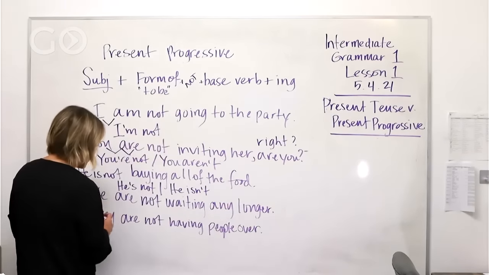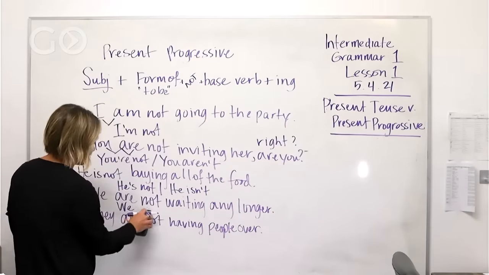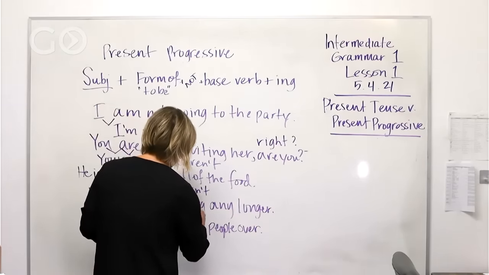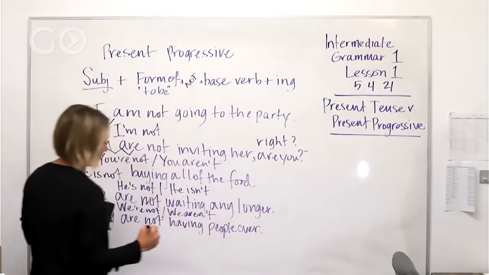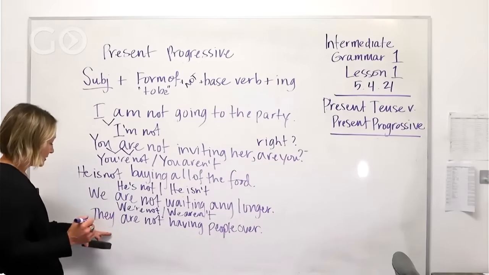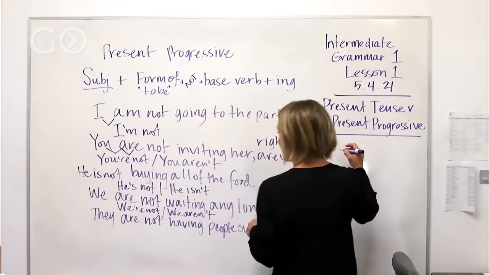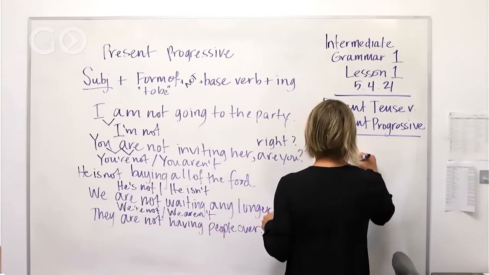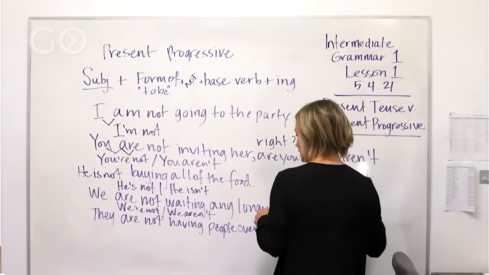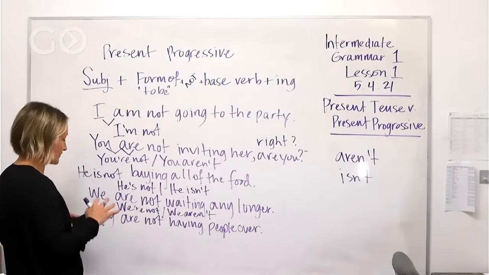We are not waiting anymore. We are, okay, let's say we're not or we aren't. We aren't. We're not or we aren't. Aren't. And again, these are kind of new, so practicing the pronunciation of that. So we've got aren't, isn't, and those are, yeah, great. Aren't and isn't, okay? Those are the two new contractions for this lesson.